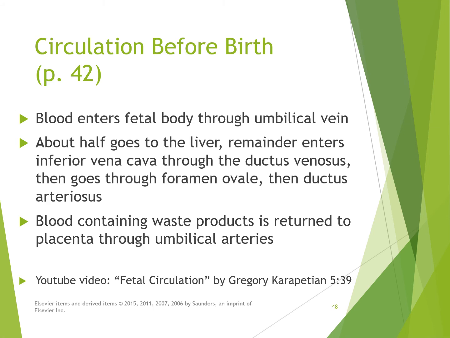So circulation before birth. Blood enters the fetal body through the umbilical vein. About half goes to the liver. The remainder enters the inferior vena cava through the ductus venosus, then goes through the foramen ovale. Remember, that's in the atria. Then the ductus arteriosus. Blood containing waste products is now returned to the placenta through the umbilical arteries.